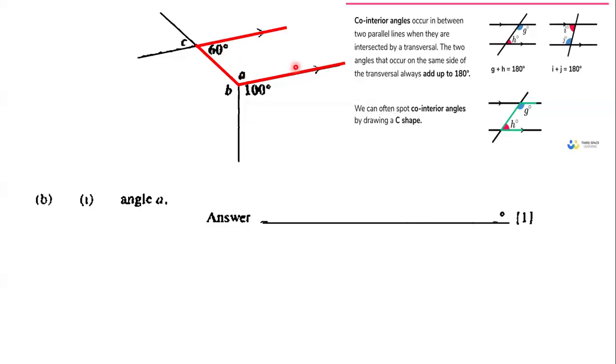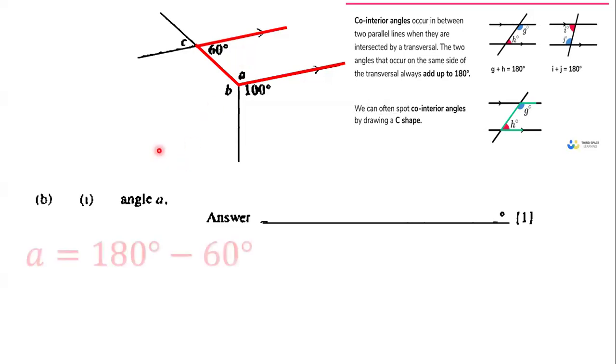But what do we know about co-interior angles? Here we have the C shape, and we know that angle G and angle H are co-interior angles. Indeed, if we look here, we have G plus H is equal to 180 degrees. And so what that means is that co-interior angles add up to 180 degrees. And so when we come over here, we have 60 and A. That means that when we add them up, they should add up to 180 degrees.